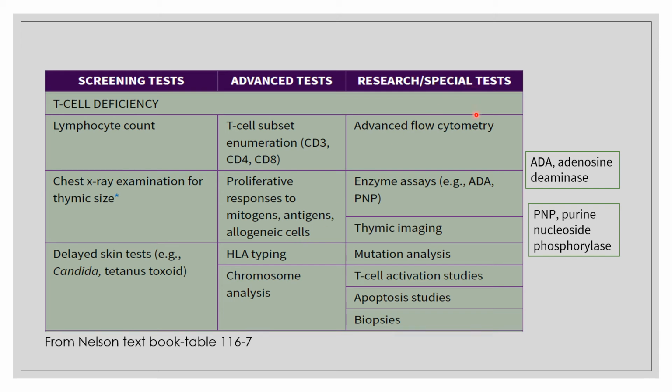The special test for that will be enzyme assays like the adenosine deaminase and purine nucleoside phosphorylase. And we can do also thymic imaging. For the delayed skin tests, the advanced tests are HLA typing and chromosome analysis, and the special tests are mutation analysis, T cell activation studies, apoptosis studies, and biopsies.